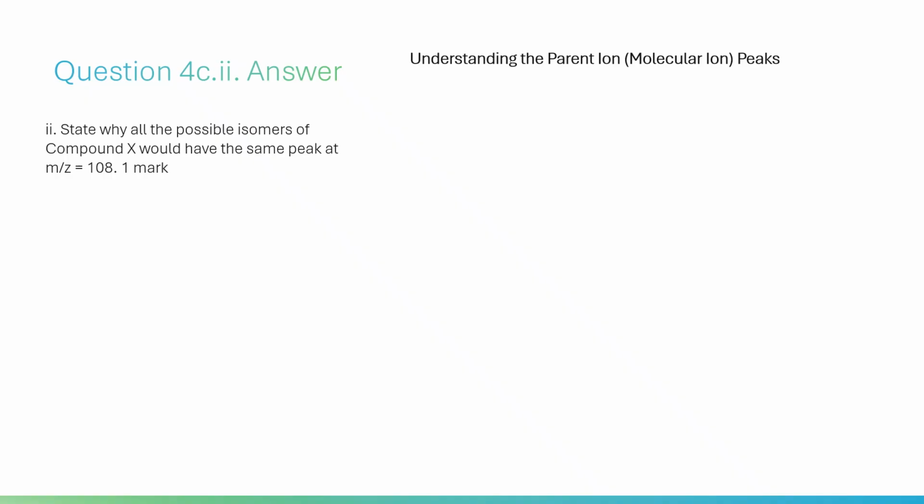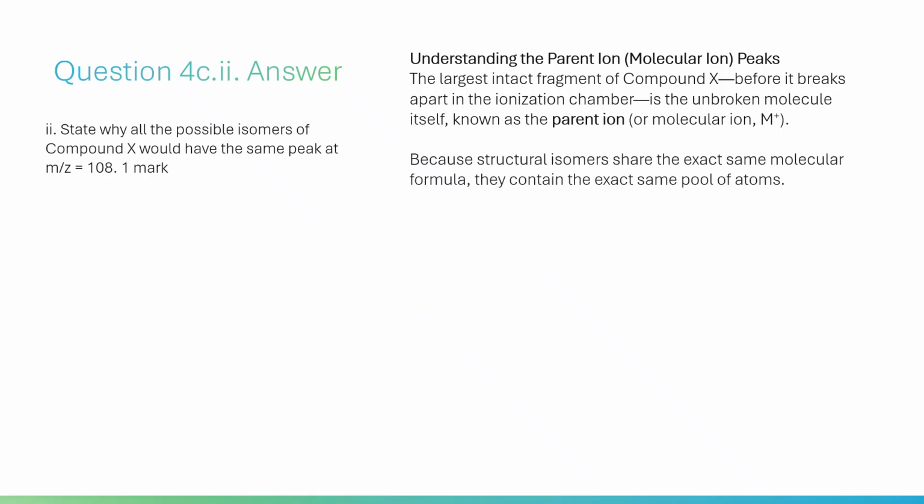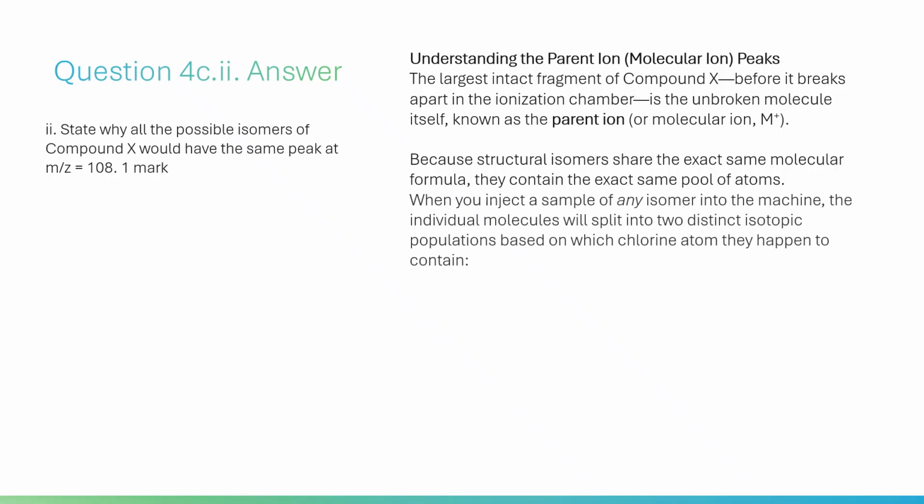Understanding the parent ion, molecular ion, peaks. The largest intact fragment of compound X, before it breaks apart in the ionization chamber, is the unbroken molecule itself, known as the parent ion, or molecular ion, M+. Because structural isomers share the exact same molecular formula, they contain the exact same pool of atoms. When you inject a sample of any isomer into the machine, the individual molecules will split into 2 distinct isotopic populations based on which chlorine atom they happen to contain.